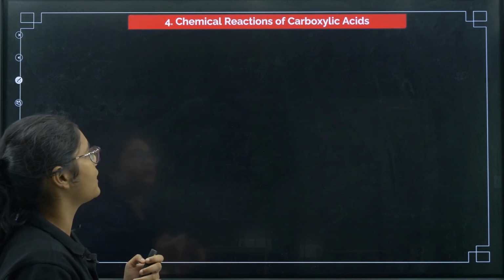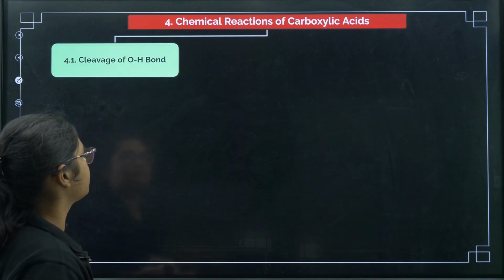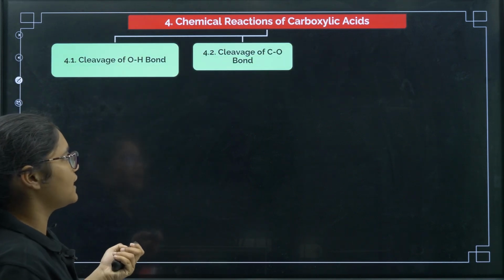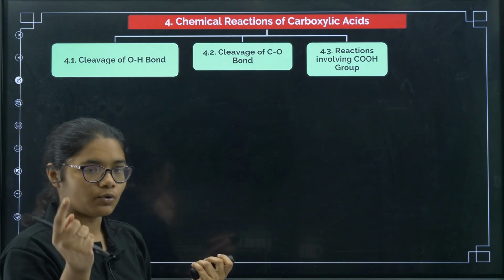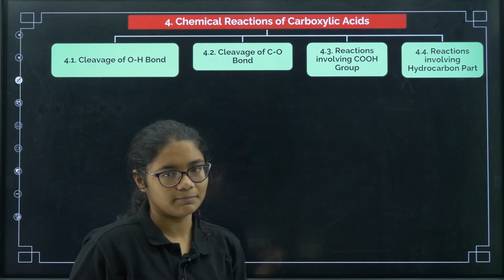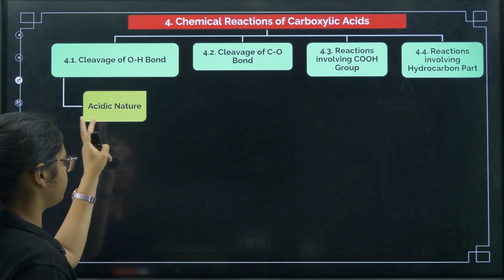So with this we are done with the reactions of aldehydes and ketones, but it's not yet over. We have the last part, that is reactions of carboxylic acid. Under that, first we have the reactions where there is cleavage of OH bond, then reactions where there is cleavage of CO bond, then reactions where the whole COOH group is involved, and the reactions involving hydrocarbon part.